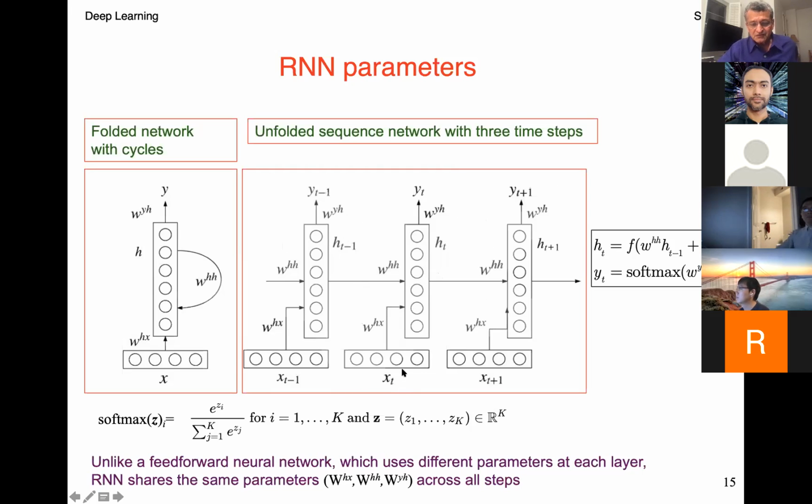So what are the parameters involved? We would have not only the W's with respect to the inputs, but we also have W's with respect to the hidden states and so on. That's a very basic sequential network.